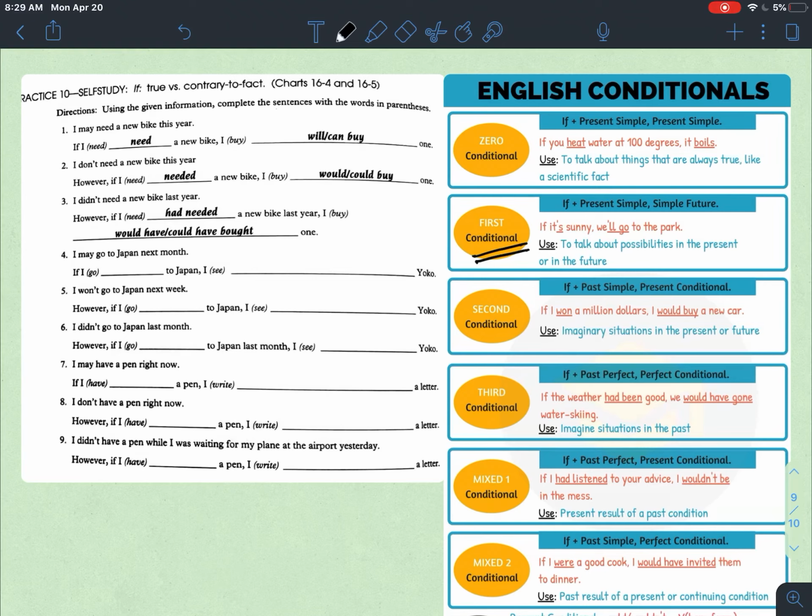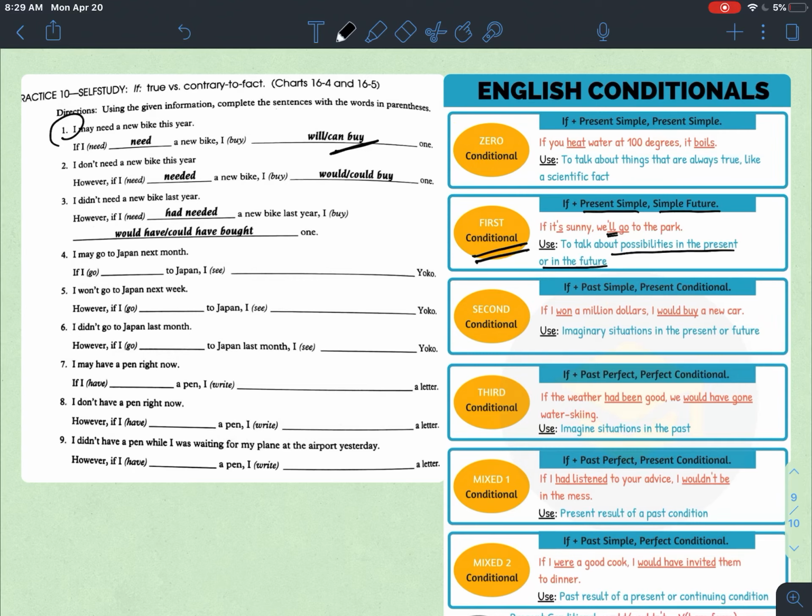The first conditional uses the present simple plus the simple future with will to talk about possibilities in the present or in the near future. We did that a lot. We use the simple present in the first clause with if, and then we use the future in our second clause. If you look on the left, that is example number 1. We use a simple present right here, need, and we use will or can to talk about the future or present.